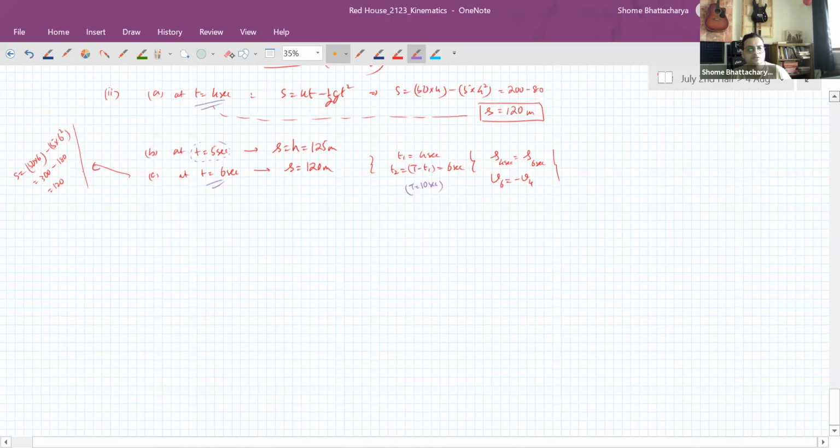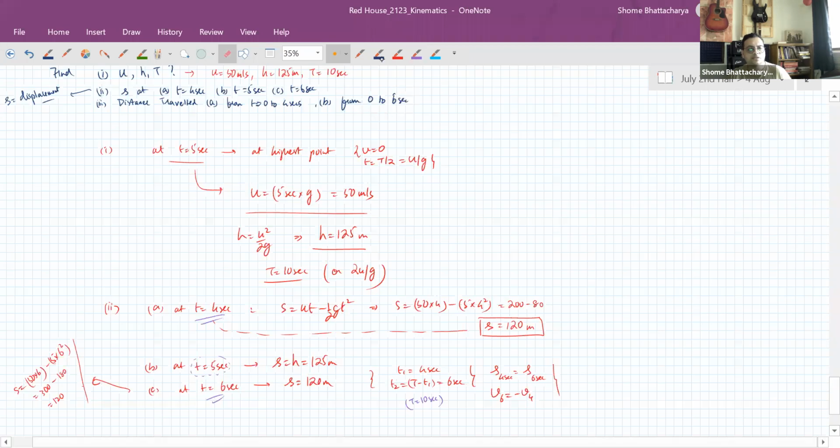Because now that you understood the rest of the problem, you have understood that the direction is changing, or it's reaching the highest point at 5 seconds. So it's going in one direction up to 5 seconds and then it's coming down in the opposite direction from 5 seconds onwards. So the distance traveled will be different compared to the displacement for any time after 5 seconds.